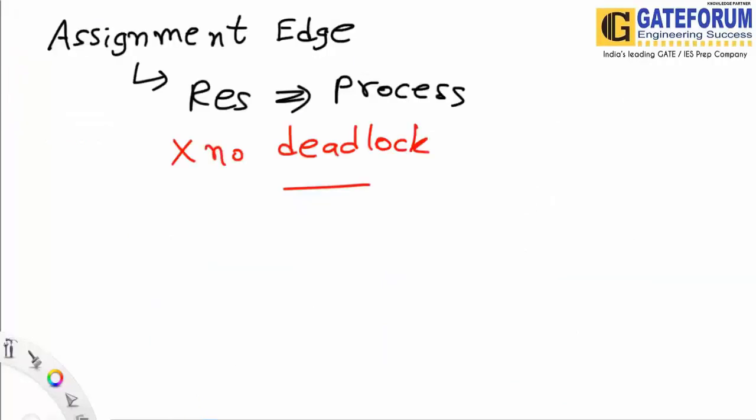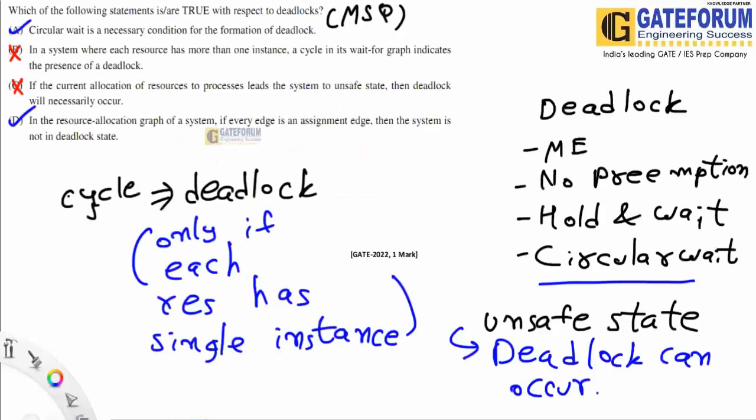Basically, deadlock happens if some process is waiting for a particular resource and that resource is held by some other process. If that is the scenario, then deadlock can happen. But here, that is not the scenario. So the answer is pretty simple. The answer is A.